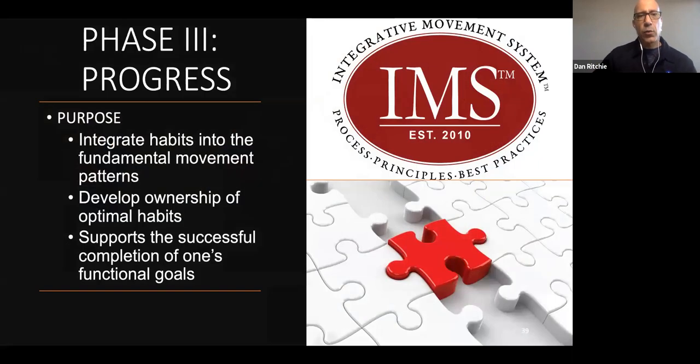So that moves us into phase 3. And Robert covered a lot of this in last week's webinar. However, I'll just sort of piggyback off what he did. So the purpose of phase 3 is to progress your client, to integrate the habits that you just created into the fundamental movement patterns. This helps your client to develop ownership of the optimal habits, and it supports the successful completion of one's functional goals. So this is really how you start to move your client towards achieving the things they need to, want to, and ultimately love to do.